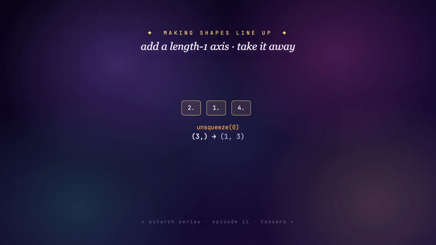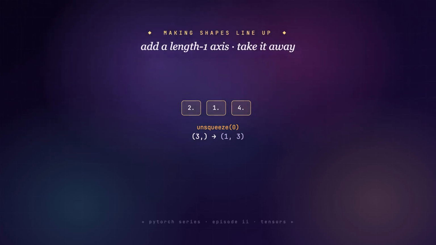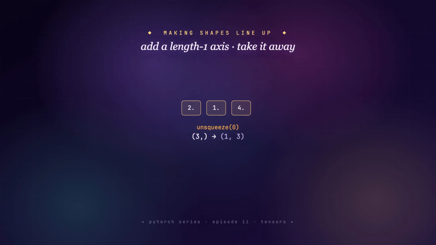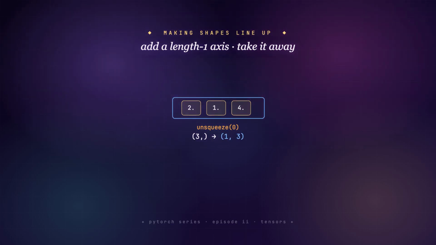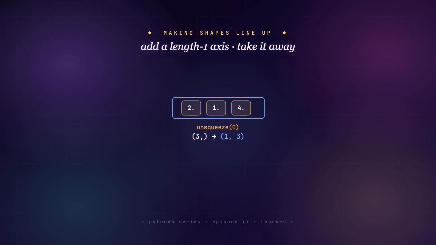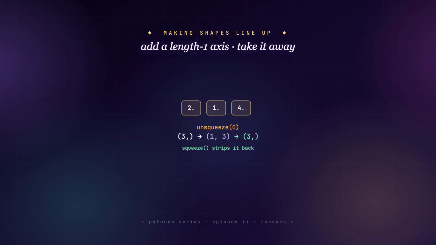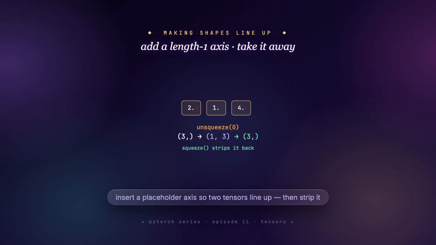Two more shape tools you'll use constantly, unsqueeze and squeeze. Unsqueeze adds a new axis of length 1. It turns a flat vector of 3 into a 1 by 3, or a 3 by 1, depending where you put it. Why would you want a pointless length 1 axis? Because PyTorch matches shapes by lining up axes, and sometimes you need to insert a placeholder, so 2 tensors line up and the math is allowed to happen. Squeeze does the reverse. It strips out the length 1 axis you don't need anymore. Add a dimension, remove a dimension. You'll do this in your sleep by episode 10.